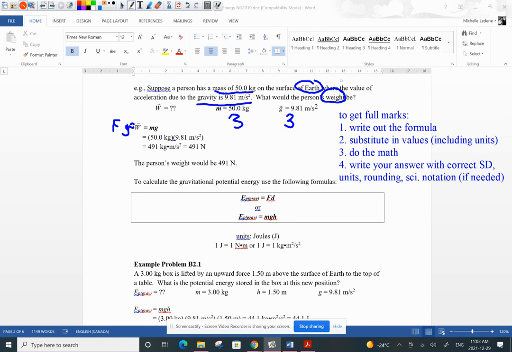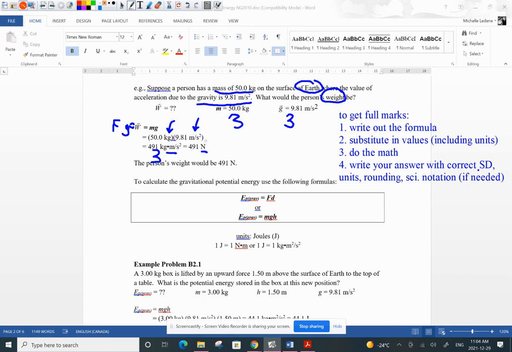Then our next thing is, after we've written out our formula, weight or force of gravity is mg, we substitute in our values. So we've got 50.0 kilograms, don't forget to show your units, times the acceleration due to gravity, 9.81 meters per second squared. Do the math on your calculator: 50 times 9.81. On my calculator, I get 491. And then my last step is writing out my answer. As part of that, you have to have correct sig digs. So we're going to have 3 sig digs in this answer, and correct units, so kilograms meters per second squared, that's the same as a newton.